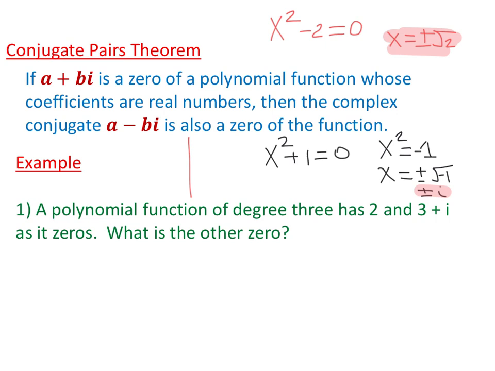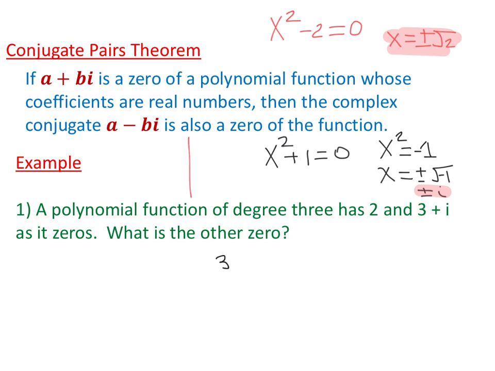So here we have an example. A polynomial of degree 2 has 3 plus i as one of its zeros. What is the other zero? The other zero is going to be the complex conjugate of that, which is going to be 3 minus i.